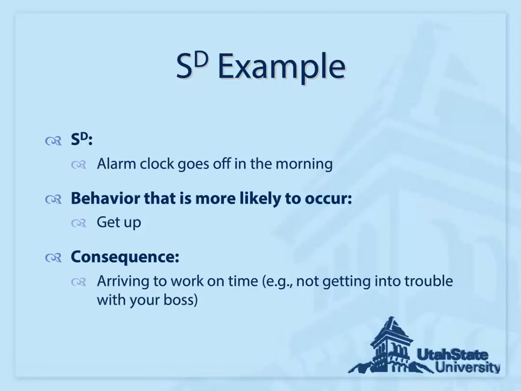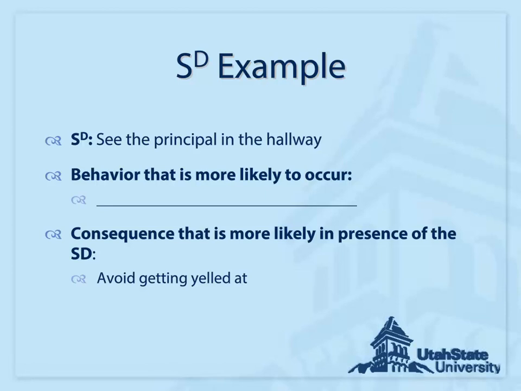In this example, the SD is that your alarm clock goes off in the morning, the behavior is that you get up, and the consequence is that you get to work on time. In this example, we have a student who sees their principal in the hallway. What behavior would you expect this student to engage in if the consequence is to avoid getting yelled at? As an example, the student may walk more quietly once they see their principal in order to avoid getting yelled at.